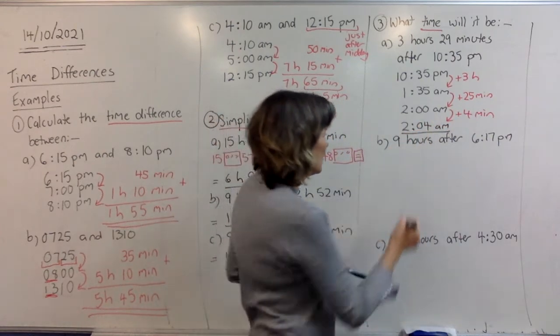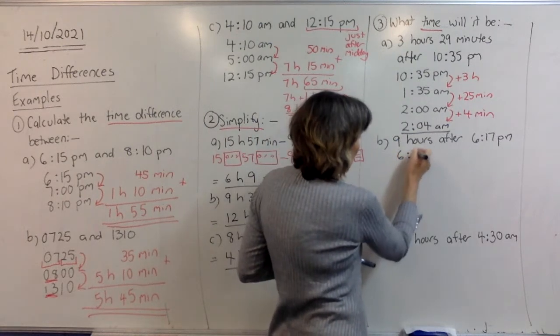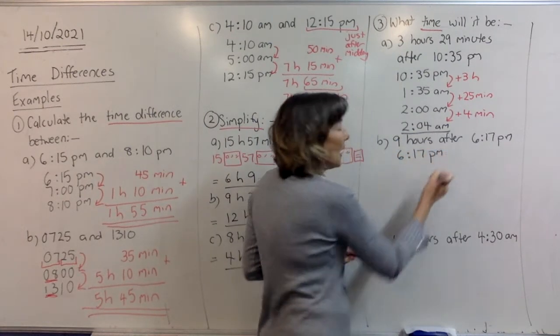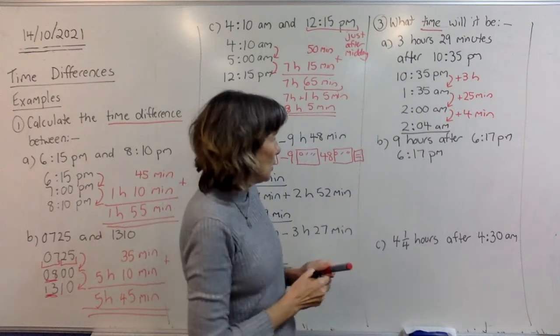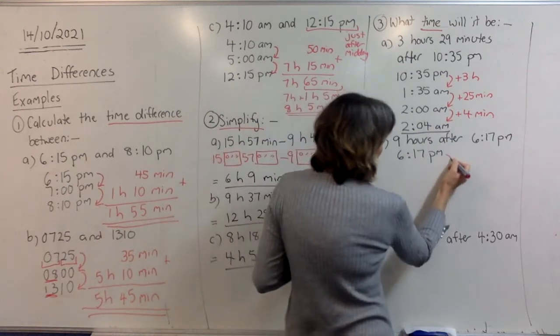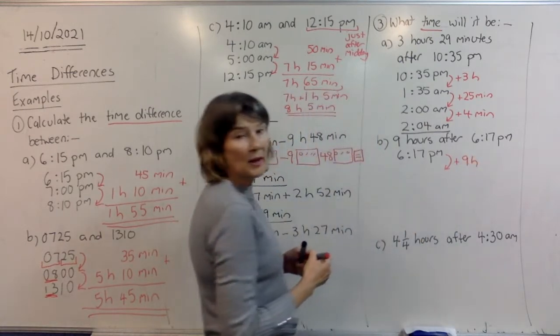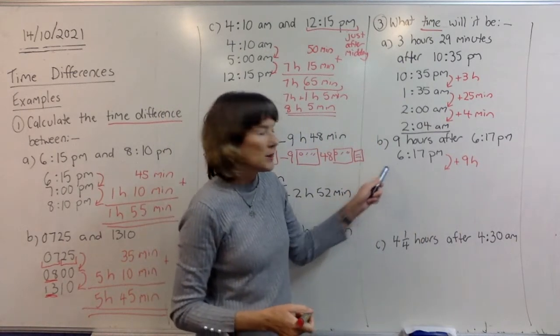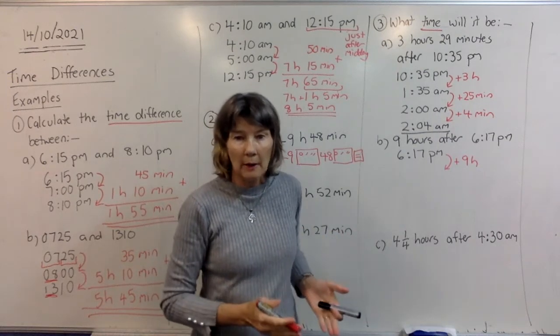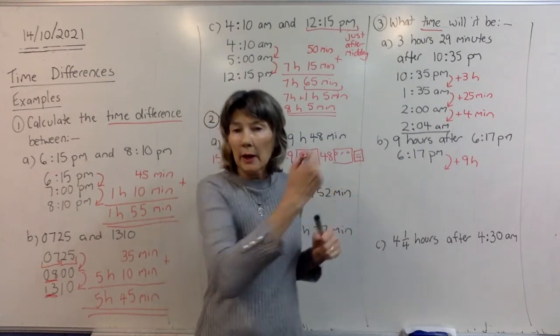All right, let's look at the next question. We're starting at 6:17 p.m. We're looking for a time after that, so we're adding on our time differences. This is pretty easy. We're only adding on 9 hours. Well, we think it's easy, don't we? But let's see what happens. We're at 6 p.m, right? At night time. If you add 9 hours, you're going to go past midnight.